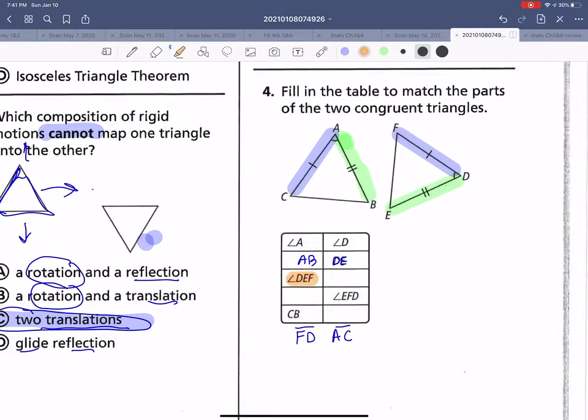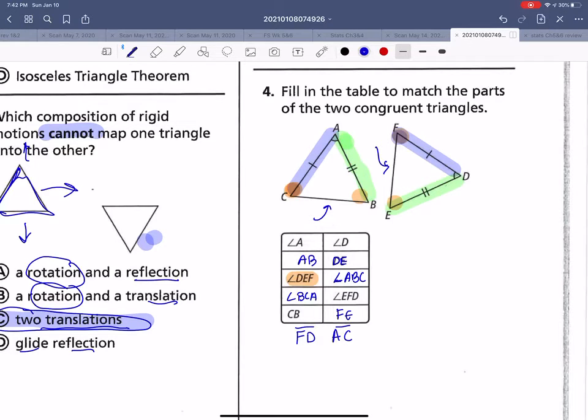Angles. DEF. DEF is this angle. So it's on the other side of the green, but not the one that matches A and D. So it's got to be this one, right? So that corresponds with angle B, and I can call it ABC. Okay, what about angle EFD? That's the angle on the other side of the purple. So that's got to be this angle C. So across this side though, I got to go BCA. BCA.